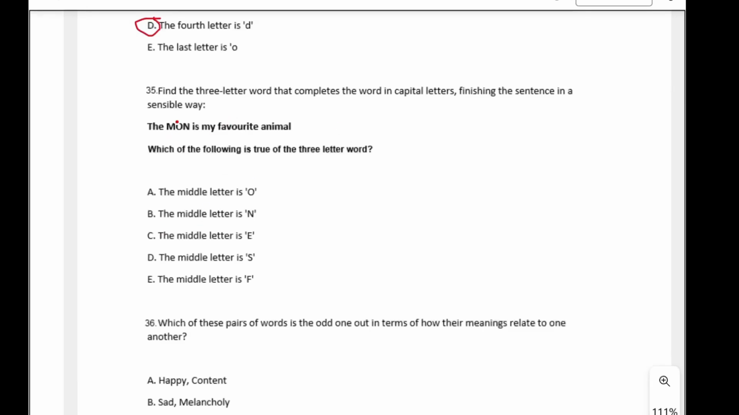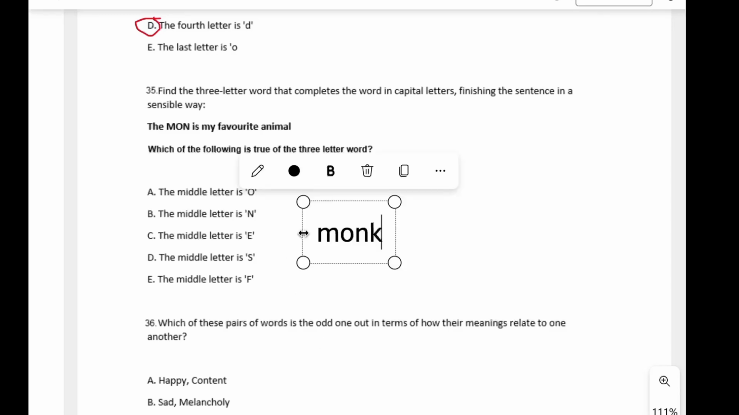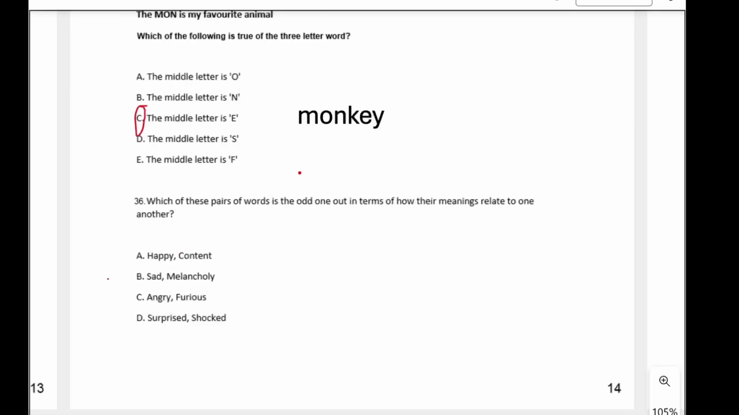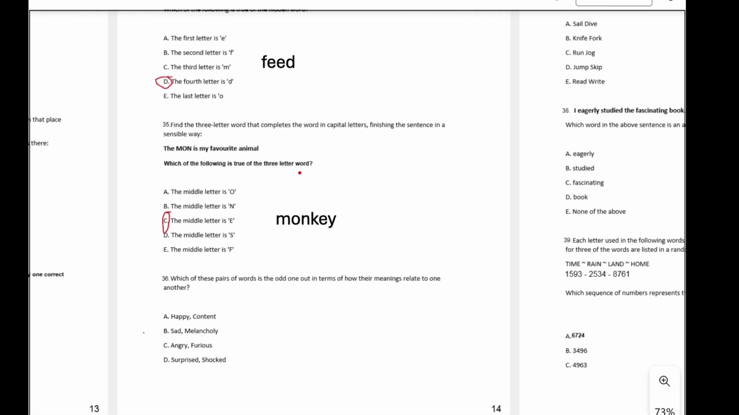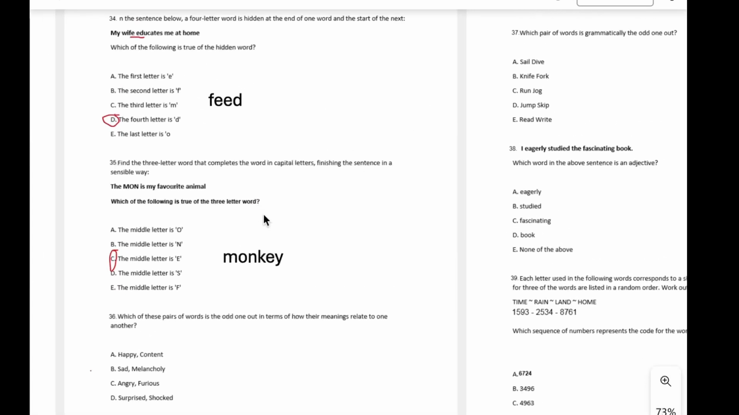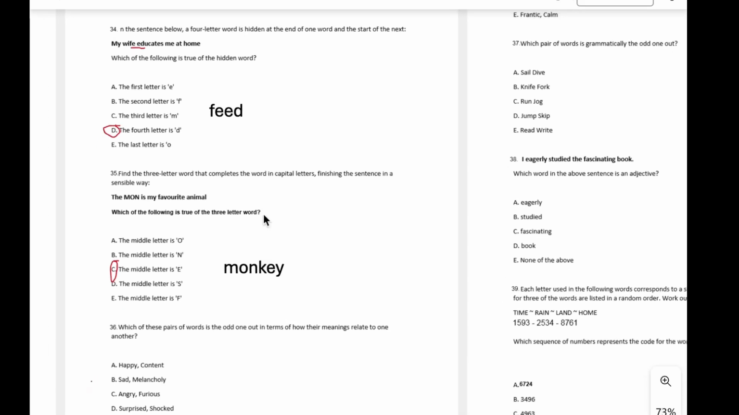Here, the mon is my favorite animal. We can see that the whole word is monkey. Now it's asking for the middle letter of the three-letter word. Therefore, the middle letter is E. C is the right option. So for 36, let's just zoom out so you can see all the options. Hopefully you can see that. So there's these here. So that last option is frantic, calm. Frantic, calm, all the rest are synonyms of each other, but frantic, calm is the only one that are antonyms. They're the opposite of each other, frantic is the opposite of calm.